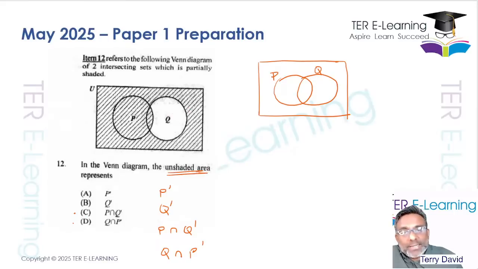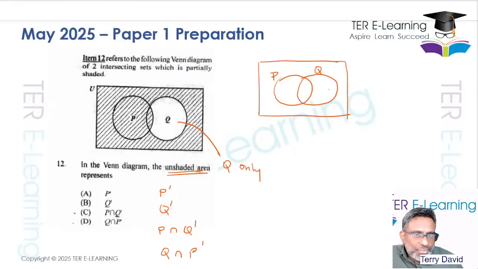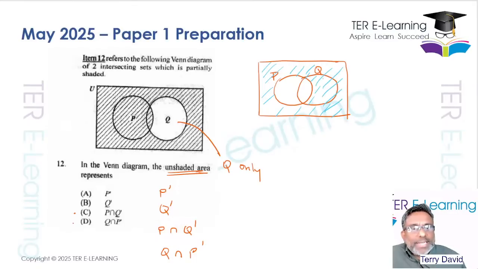This white piece inside Q is what we refer to as Q only. So how are we going to shade that, or how are we going to figure that out? Let me show you something here. You want to get that white piece inside of Q. To get that, if I were to shade everything outside of P, everything outside of P is that blue marker there.